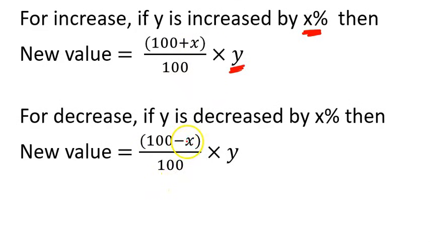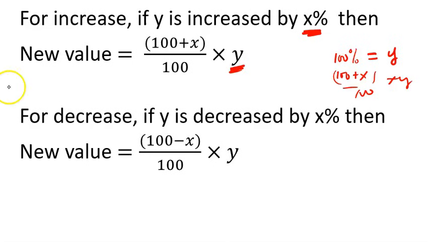Now let me inform you that these are mere proportions. For example, the original price is 100%, and this is equal to Y. So if it is an increase, you add the percentage to 100. That's why we are having 100 plus X over 100 times Y. The same thing applies to the percentage decrease. So let's take some examples.